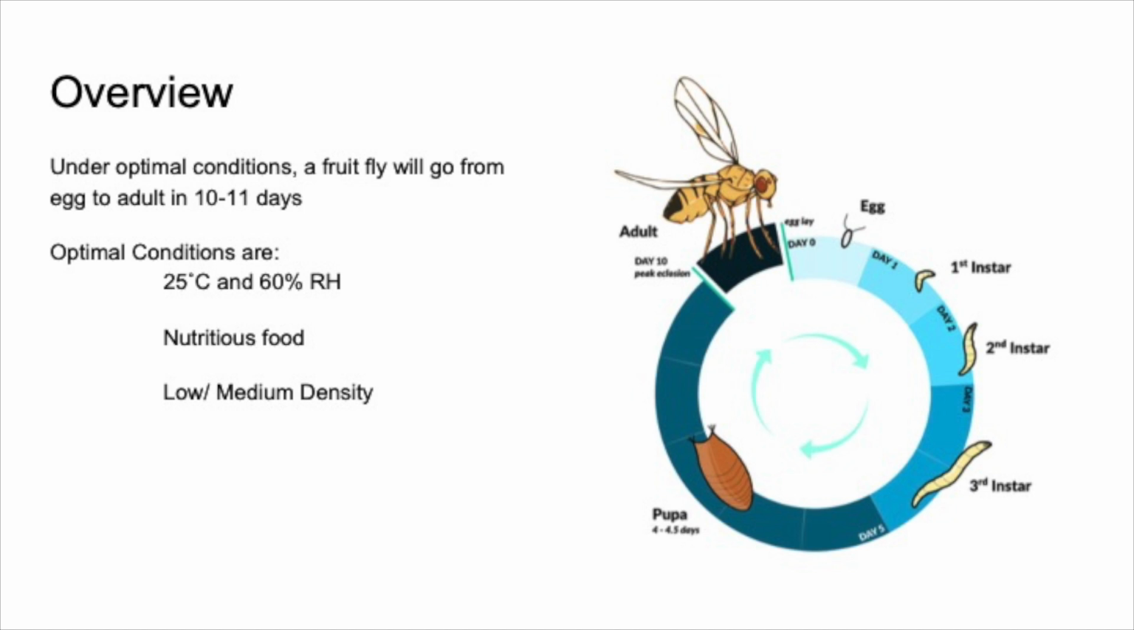Under optimal conditions, a fruit fly will go from an egg to an adult in about 10 or 11 days. These optimal conditions are 25 degrees Celsius and 60% relative humidity, with the flies being fed relatively nutritious food and existing at a low to medium density. So they're not being overcrowded, but they will also suffer if there's an extremely low number of Drosophila in the vial. This graph shows the basic steps in Drosophila development, from egg to the 3 larval stages, to their pupae, to the emergence of an adult.